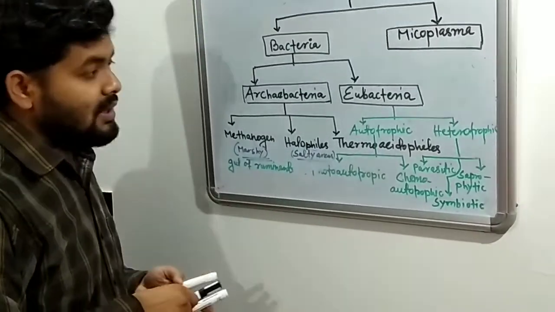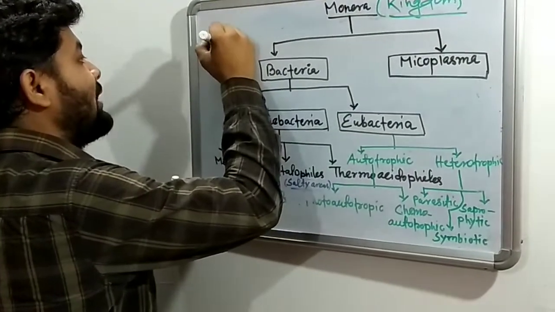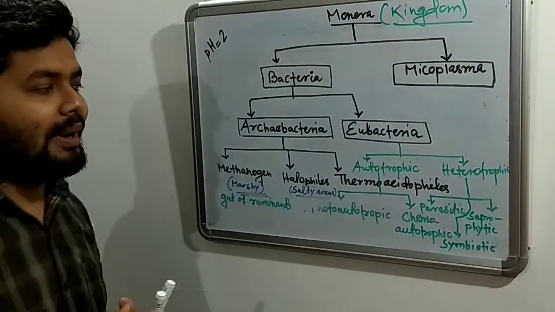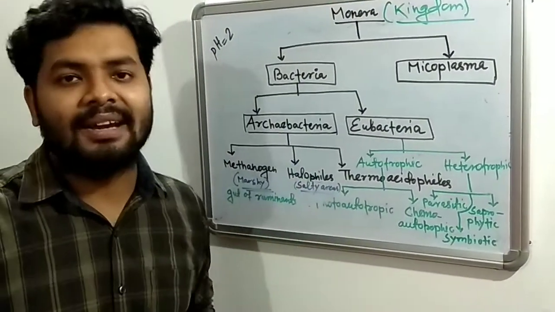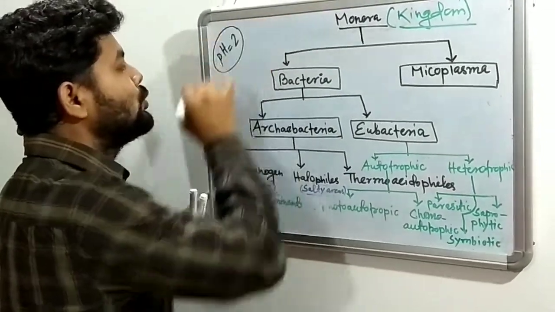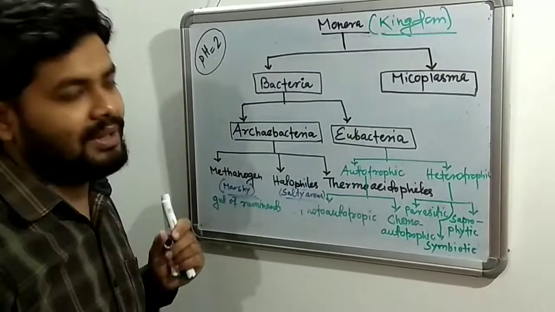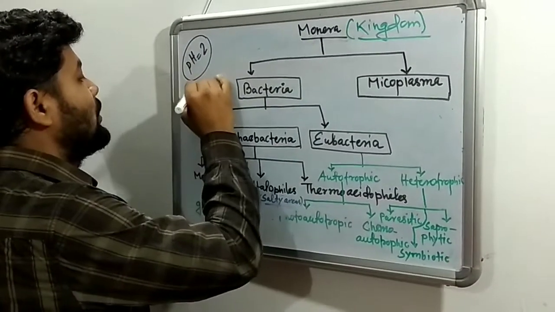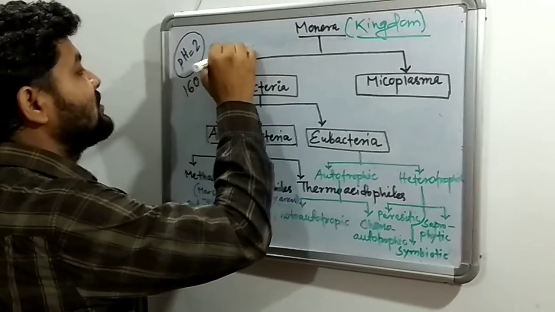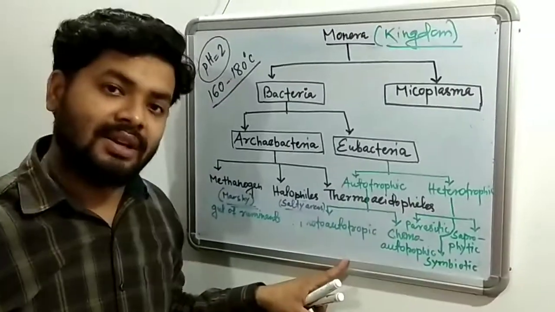Low pH. As you know, pH is the potential of hydrogen ion. Whenever it is 2 or below 5, it indicates an acidic condition. So around pH 2, the thermoacidophile bacteria can survive, or at a temperature of 160 to 180 degrees Celsius. At this temperature, the thermoacidophiles can survive.